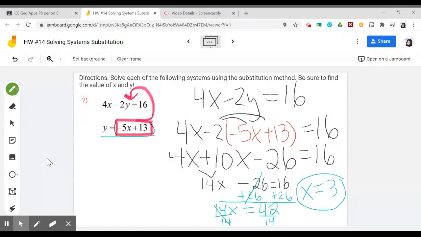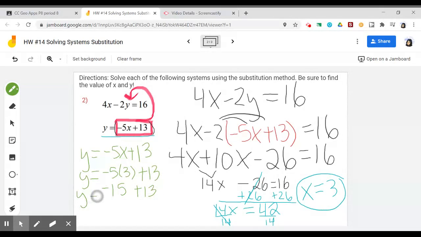So I'm going to go ahead and do y is equal to negative 5x plus 13. I'm going to replace the x with the 3. Okay. Negative 5 times 3 is negative 15. Negative 15 plus 13 is negative 2.